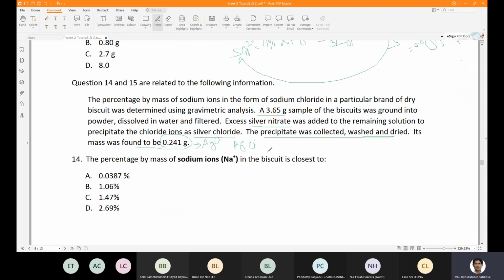Oh my God, my throat is so dry. So 1 mole of silver and 1 mole of chloride will be there.